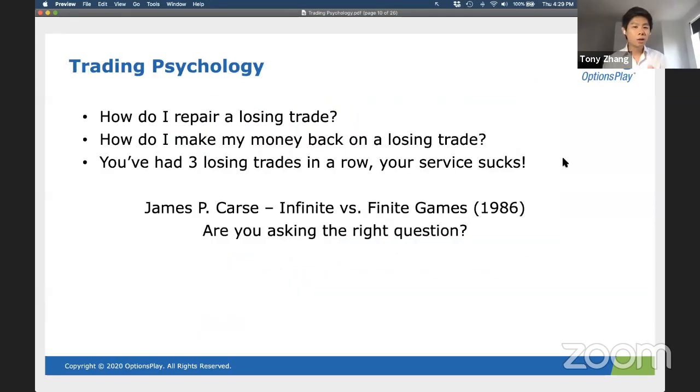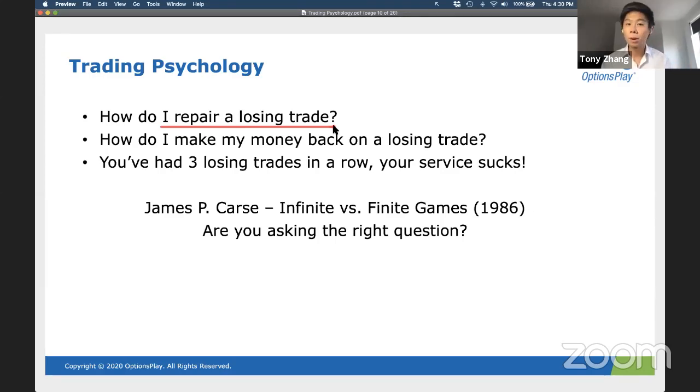So why do I think trading psychology is so important? What telltale signs do I have, when I get questions from traders, that they're thinking about risk management the wrong way? It's the type of questions that I get. Number one, the type of question I get is, how do I repair a losing trade? What this tells me is that they're not concerned about losing money. They're concerned about winning. They're concerned about, how do I get back to break even? How do I win? How do I make sure that I'm right?